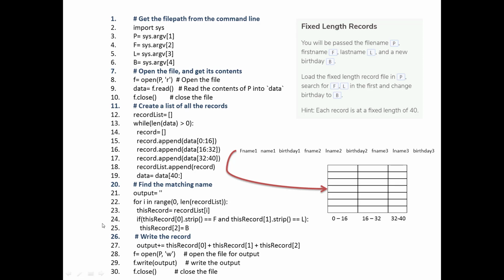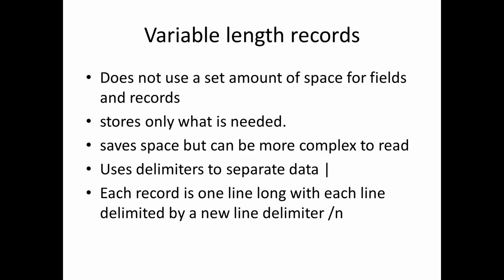As you can see here, the for loop will keep taking us through the items that we put in the record list, and we'll keep comparing the first name, the last name, and the birthday to determine if we have the record that matches the attributes, the first and last name that we have here. If it does, we'll replace the birthday and then we'll write the record.